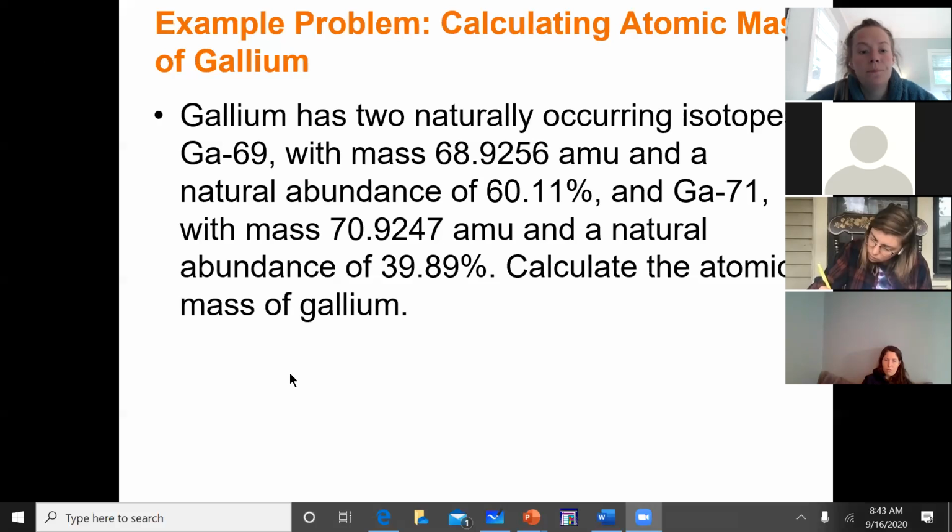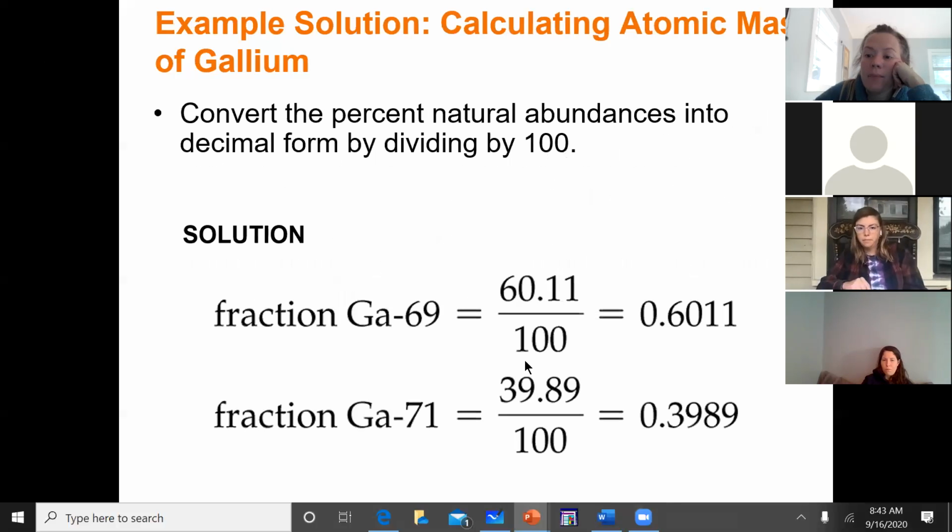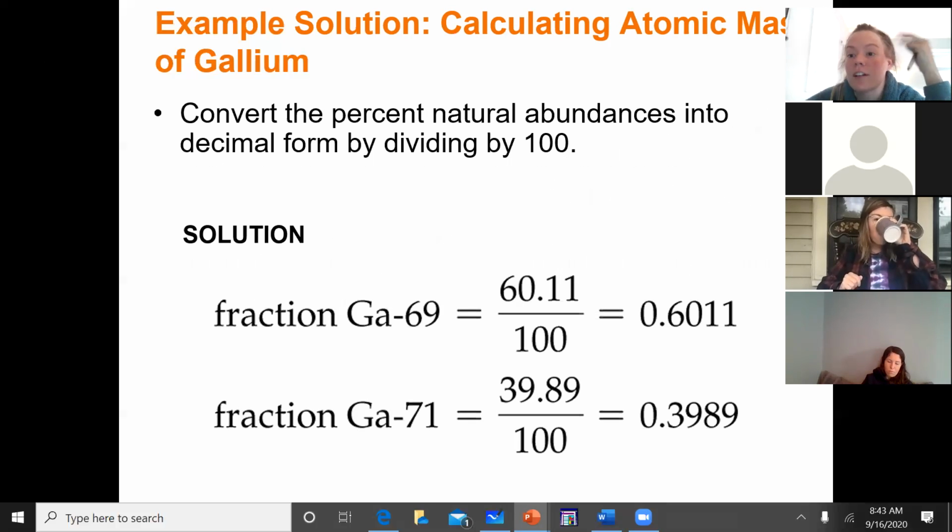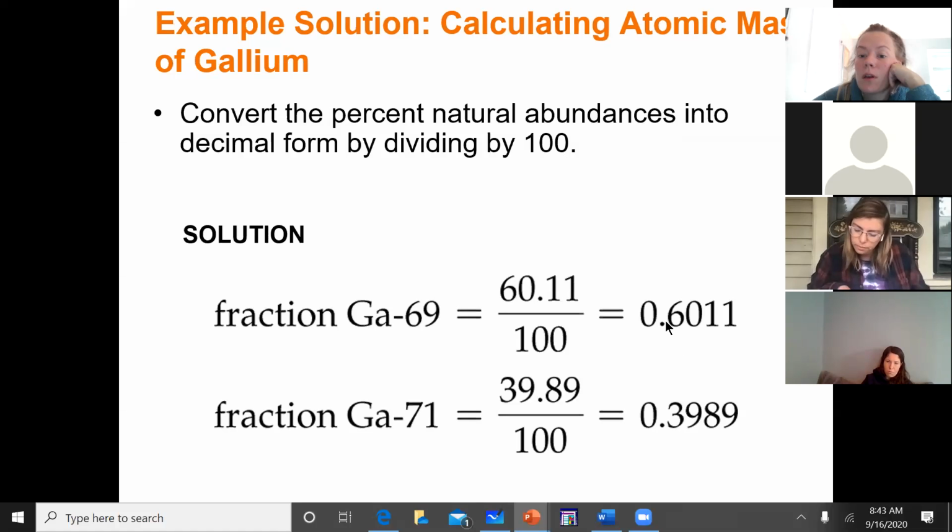Okay. So first thing when you're doing one of these problems is get your percentage into a decimal form. So in that case, take them and divide them by 100. Because what is percent? Percent, cent, is like a cent in a dollar, right? Per 100, or a century per 100. So we want to get rid of the percent. We divide it by 100, so you should get a decimal for both of those, 0.6011, 0.3989. Easy way to do it is just move the decimal to the left 2 spots.